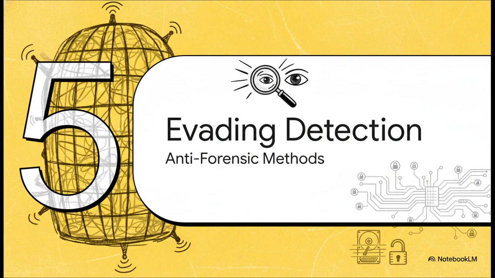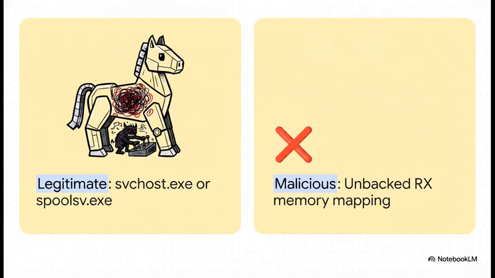Okay, on to our final section, Part 5, Evading Forensic Detection. How does a setup this massive avoid being spotted by incident responders? Through intense process masquerading. The attackers will hollow out completely trusted, signed OS processes like svchost or spoolsv and use them to house their malicious listeners.